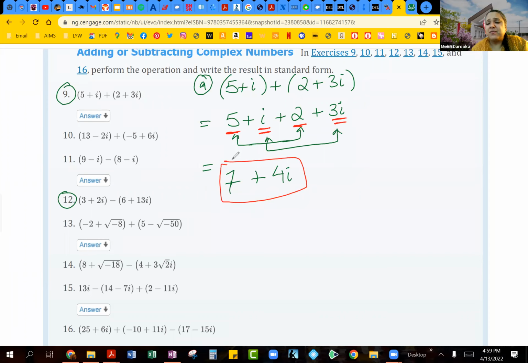So really just as simple as that. And you don't even have to spread it out. I mean, you can literally go from here and you can say, oh, 5 and 2 will go together, i and 3i will go together, and I'm going to end up getting 7 plus 4i.